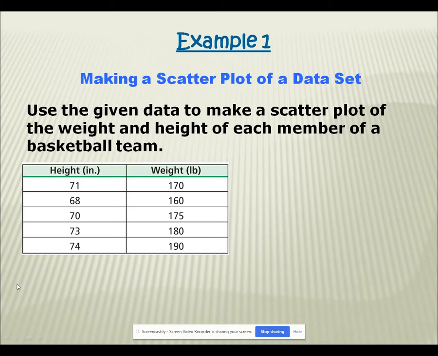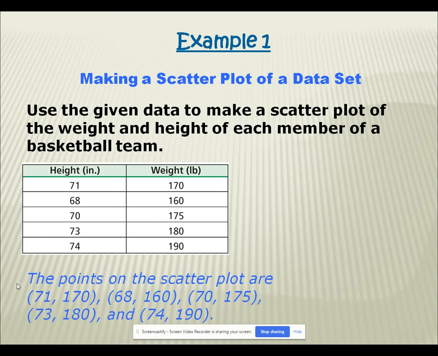All you do is first list out all your points. So these are our points. We have the point (71, 170). We have the point (68, 160).